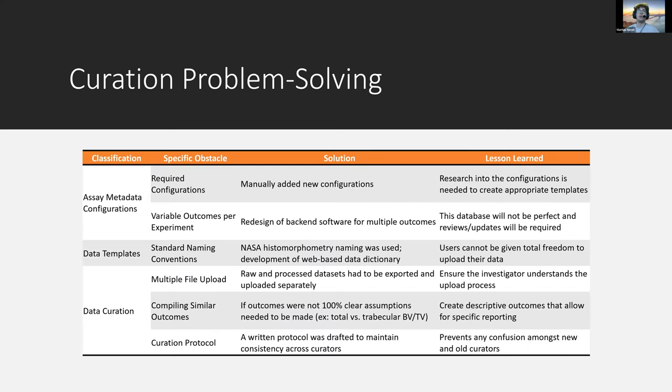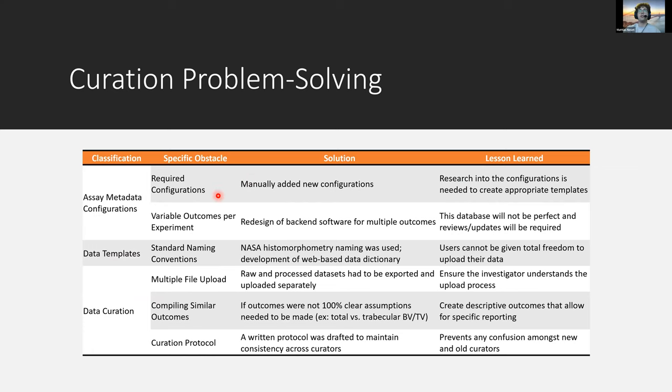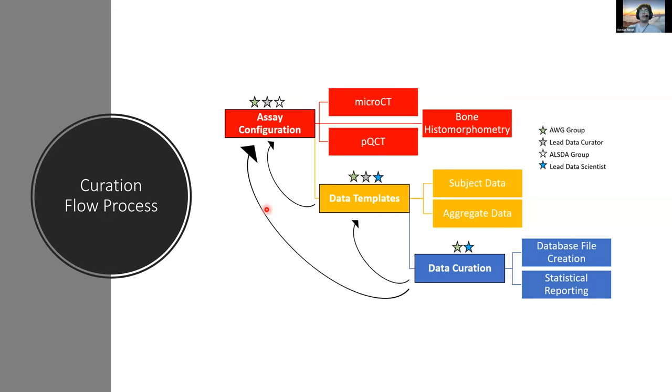During our data curation and upload process, we ran into several different problems that required some problem solving and iterative efforts. I don't want to spend too much time here, but I just want to outline that this table is just a small fraction of the obstacles and solutions we encountered during this time, with the main one centering around the required configurations and having them available to be uploaded. Here, we have a short process flow diagram of the curation process. A high-end view shows that it's effectively split into a 3-step process with assay configuration, data templates, and data curation, with reviews from various experts denoted by the stars along the way.